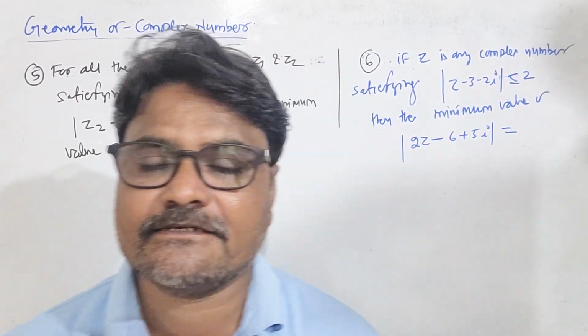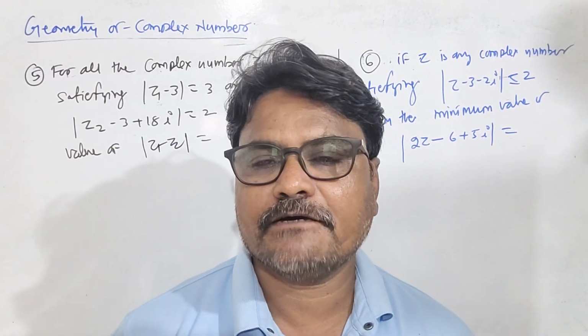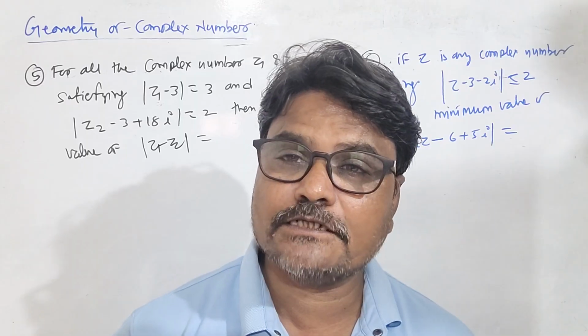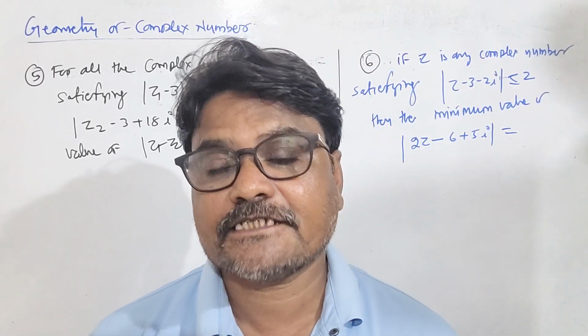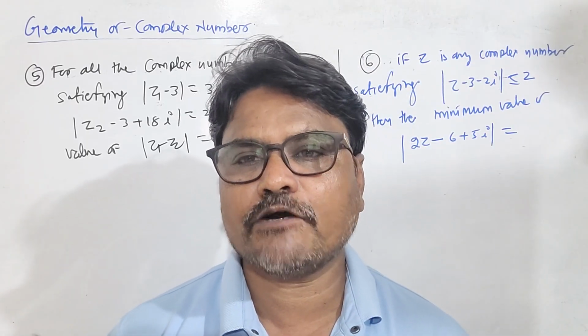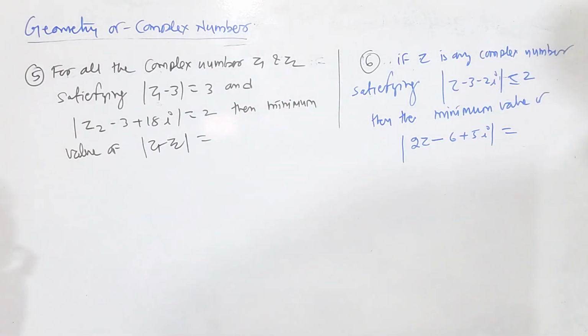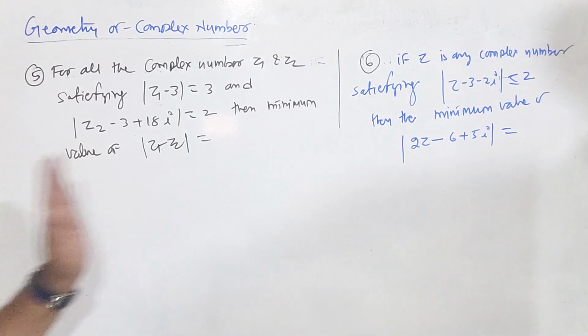Whenever a question comes from complex algebra where we are finding the locus of z, in fact it is a circle, then we will convert it into coordinate geometry. Okay. So let's see the fifth and sixth questions now.